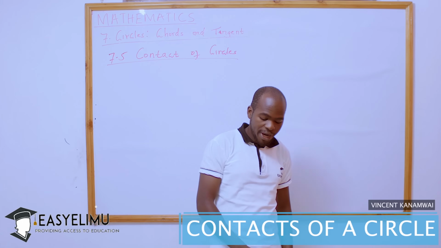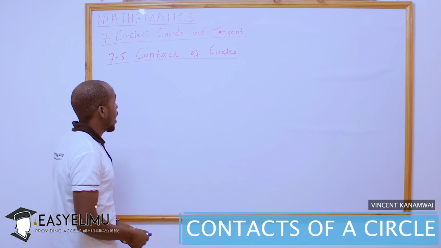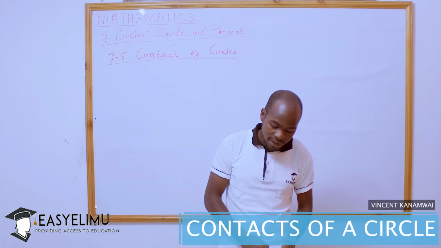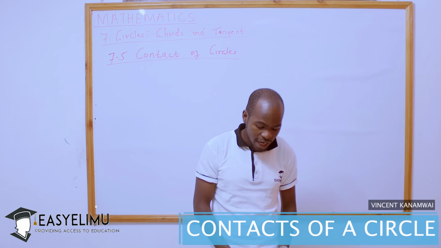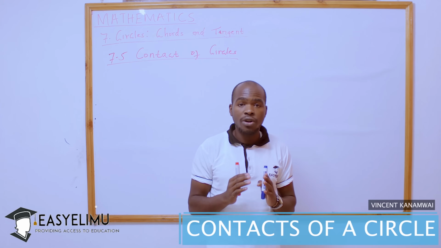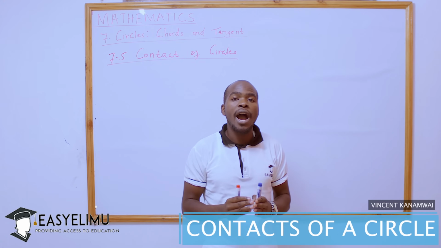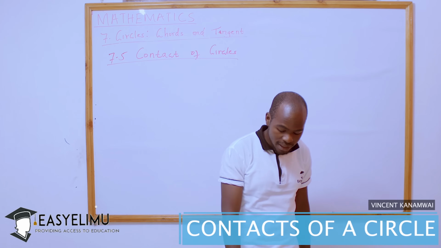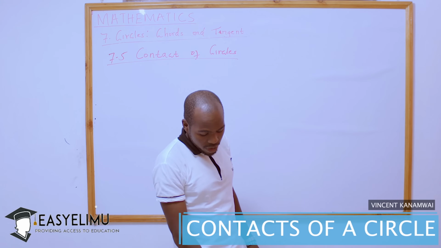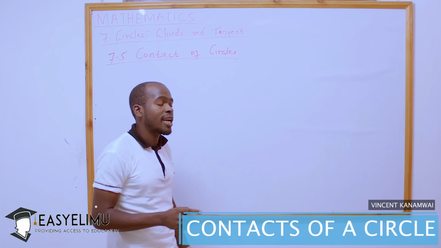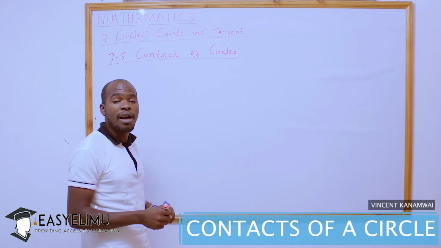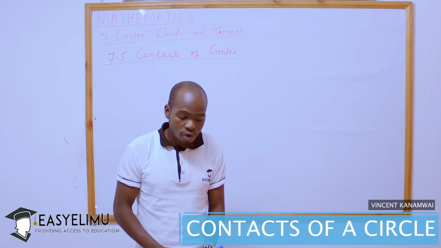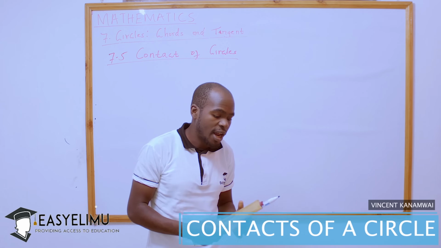Let's now see how we can find contacts of circles. And under contacts of circles, we know that two circles are said to touch each other or have a contact when they share a common tangent. So if they touch each other at a point where they have a common tangent, then we shall say those circles have a contact. So we shall see how that applies in our case.